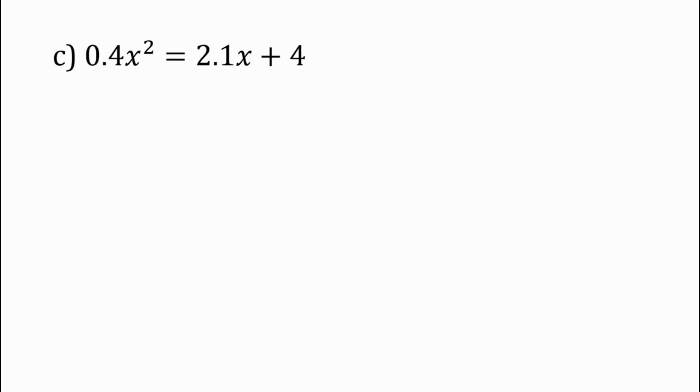Okay, so what jumps out at us about this one? It's got decimals. Decimals are just numbers, kind of like fractions. We got a couple of options, one way or another. The first thing I'm going to do is I'm going to move everything to the left side. So 0.4x squared. I'm going to subtract 2.1x. So minus 2.1x. And I'm going to subtract 4, so minus 4.